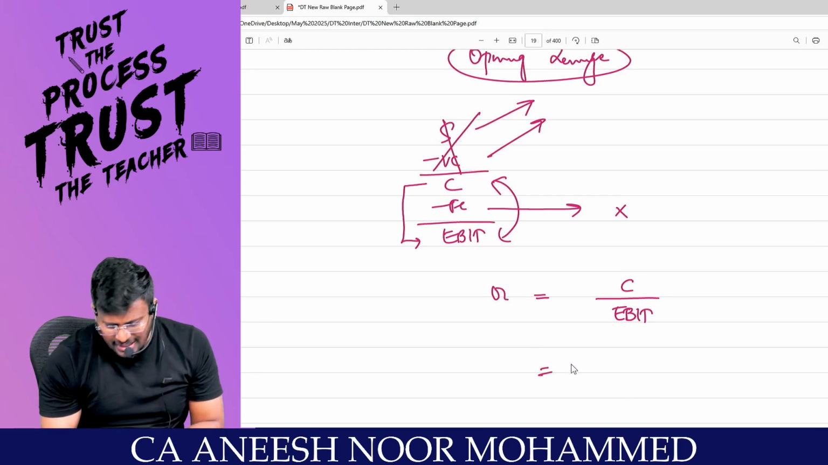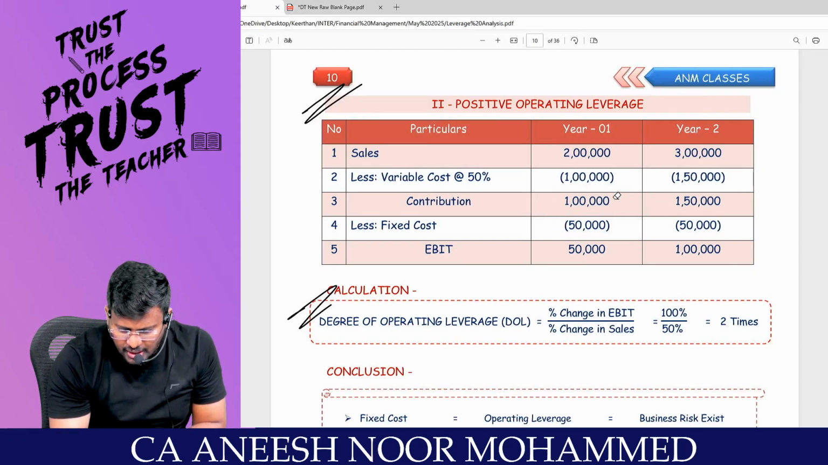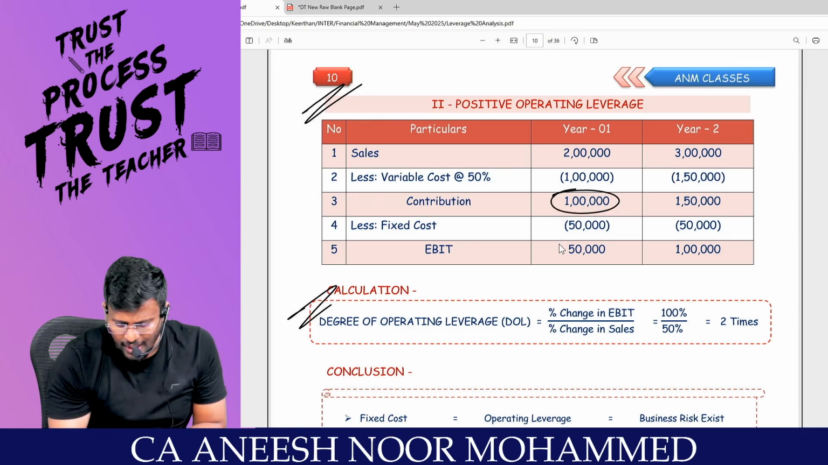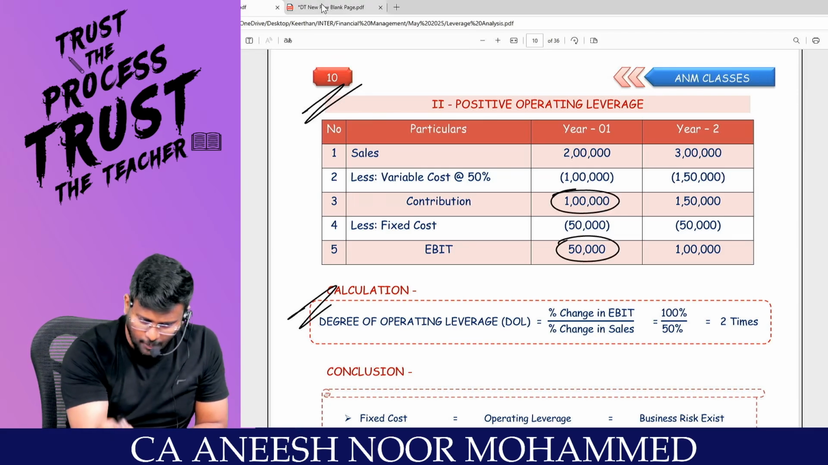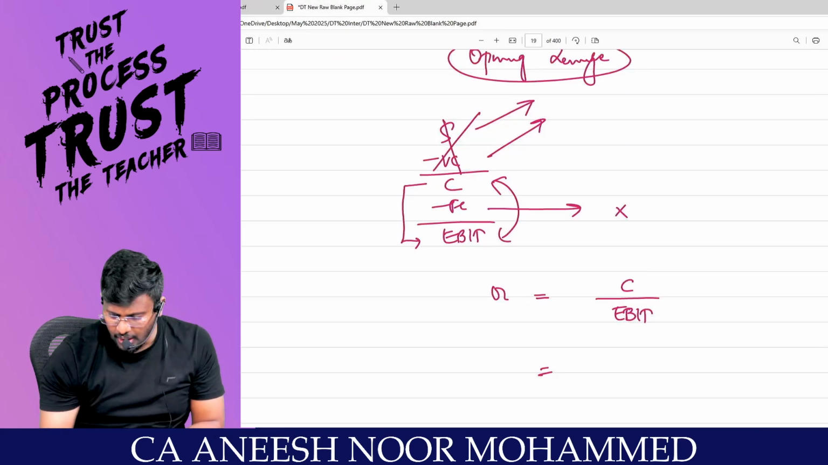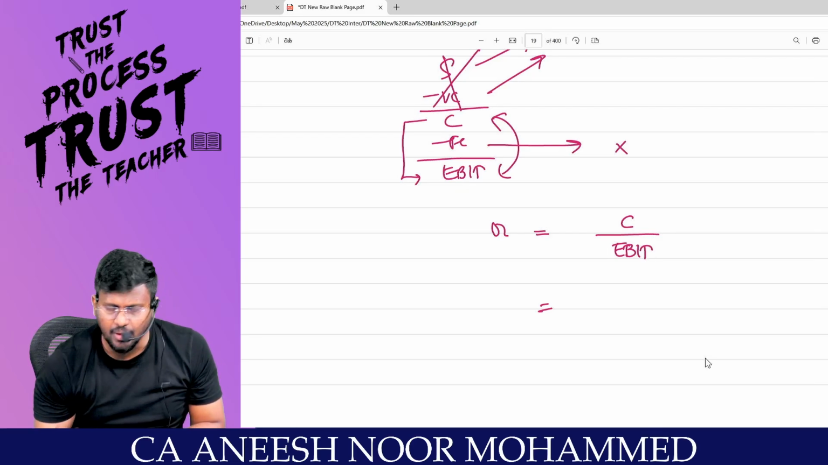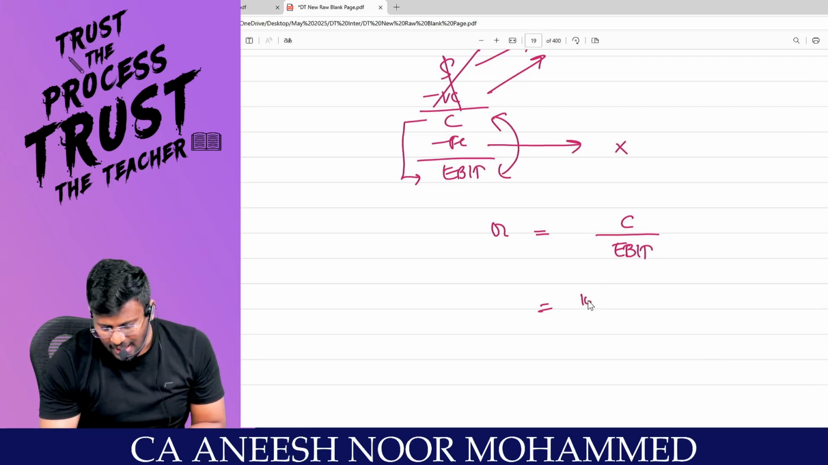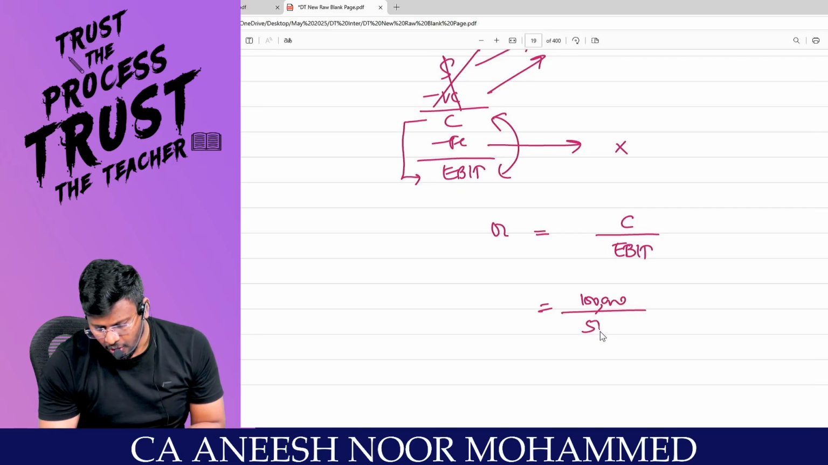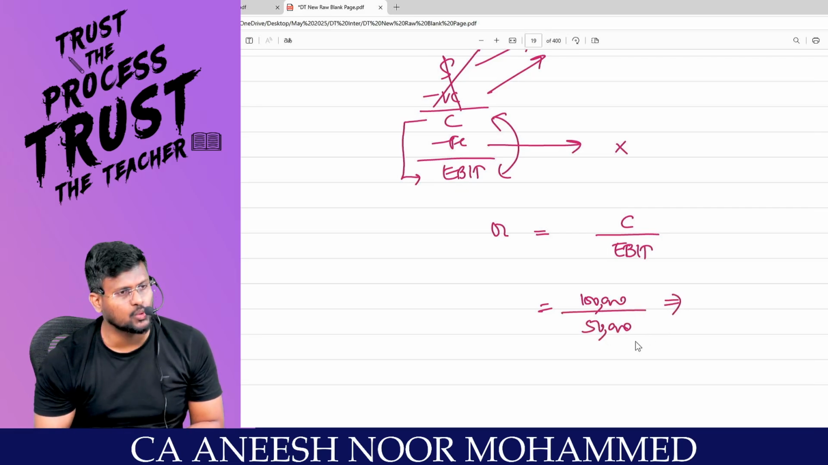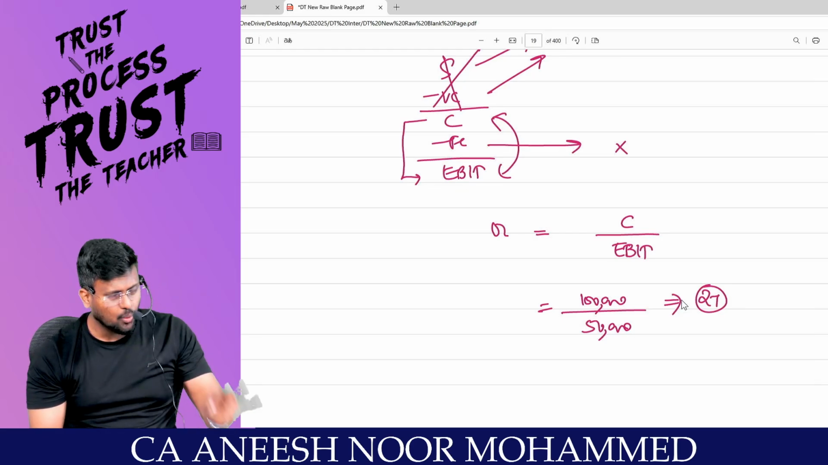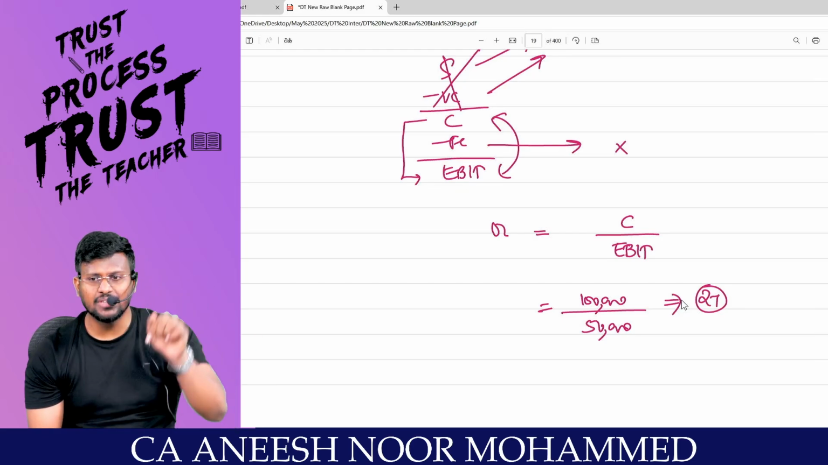Sir, what is the contribution here? 1 lakh. What is the EBIT here? So, my dear lovable students, listen very carefully. Sir, operating leverage is equal to contribution divided by EBIT. What is contribution? 1 lakh divided by EBIT, 50,000. So, 1 lakh divided by 50,000 is 2 times.